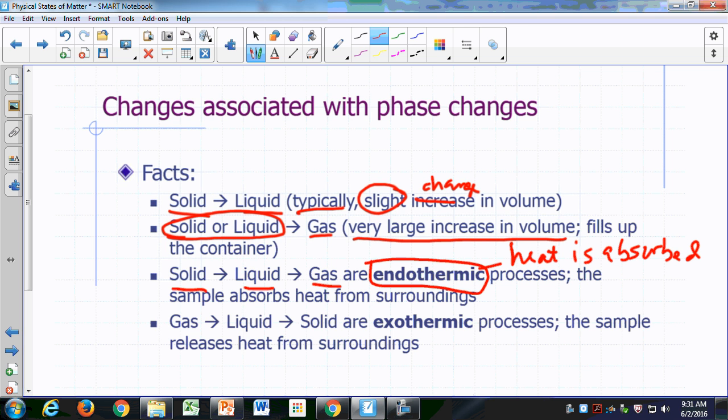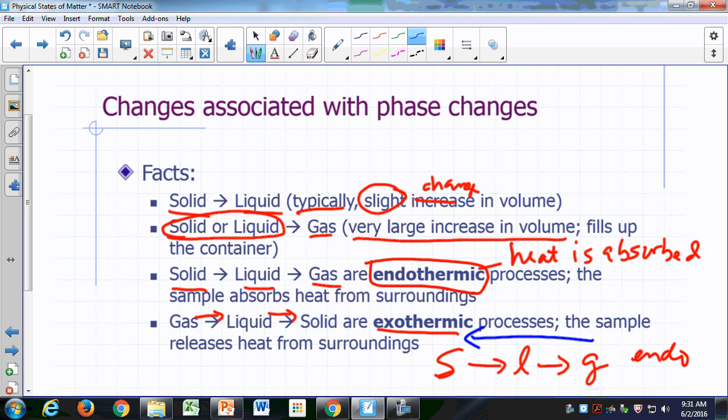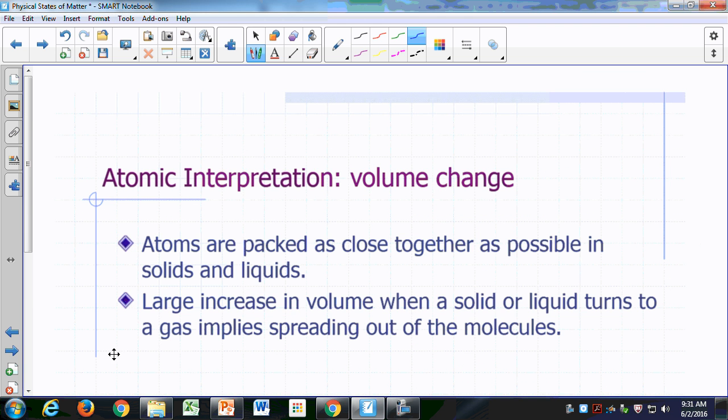On the reverse process, if your gas turns into a liquid or a liquid turns into a solid, that process is exothermic. So solid to liquid to gas, you need to absorb heat. It's endothermic. The reverse process, gas to liquid to solid, is an exothermic process. It releases heat. So how do we interpret these facts?